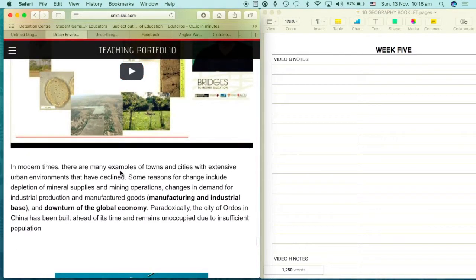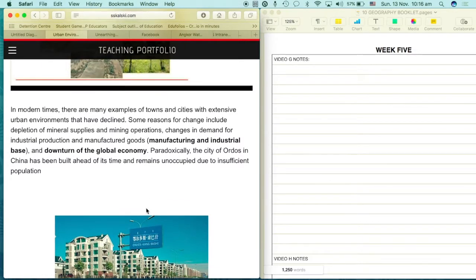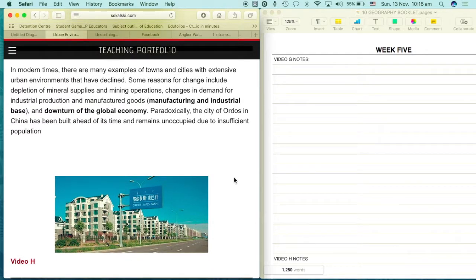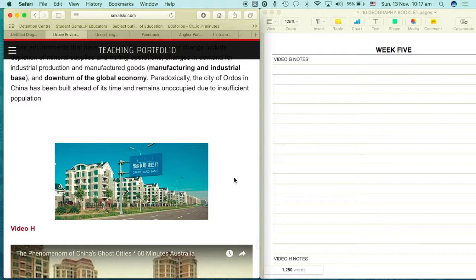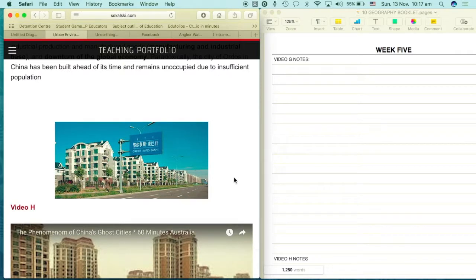In modern times, there are many examples of towns and cities with extensive urban environments that have declined. Some reasons for change include depletion of mineral supplies and mining operations, changes in demand for industrial production and manufactured goods, and a downturn of the global economy. Paradoxically, the city of Ordos in China has been built ahead of its time and remains unoccupied due to insufficient population.